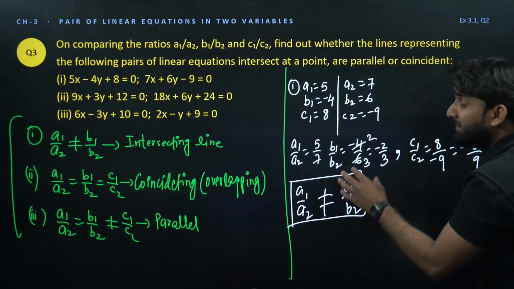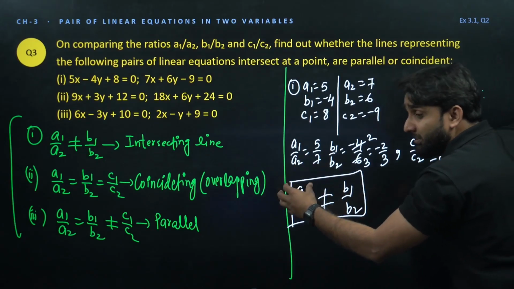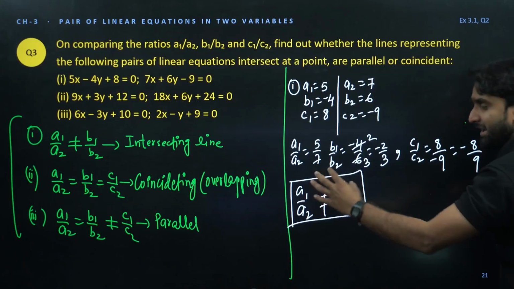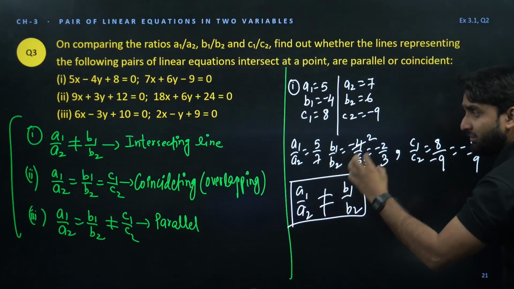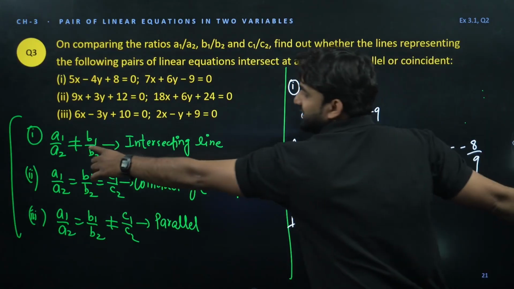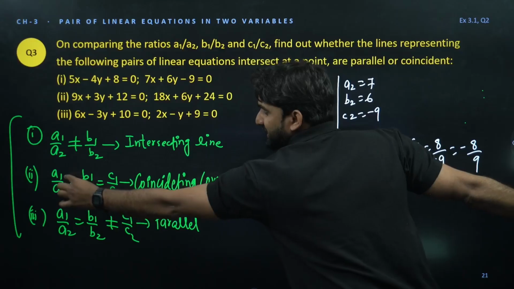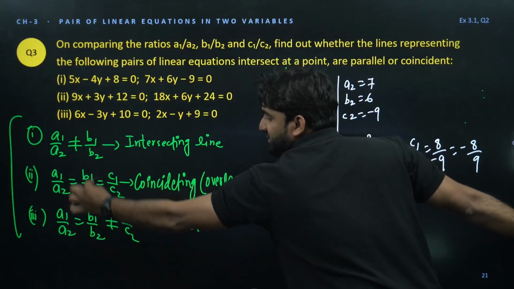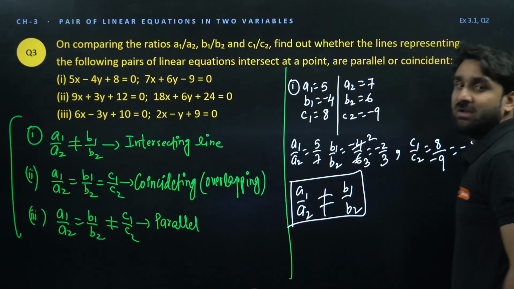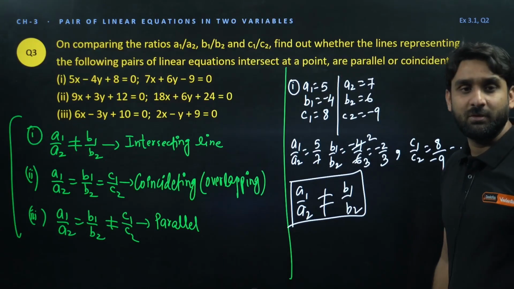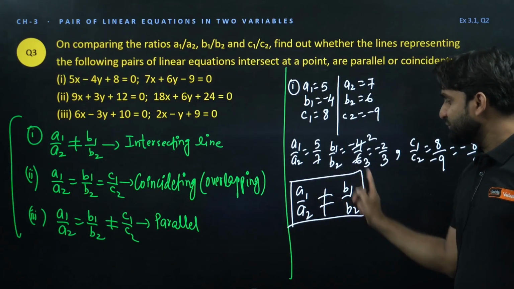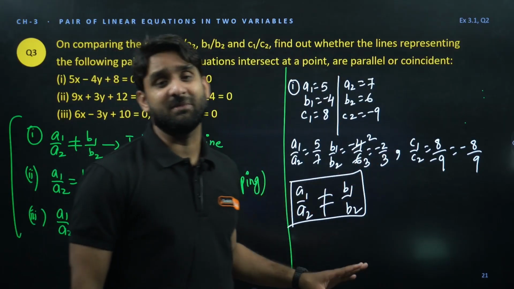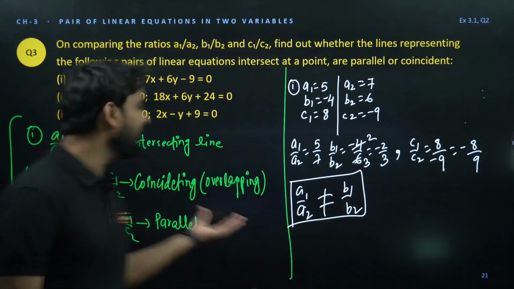And if A1 by A2 is not equal to B1 by B2, you don't need to go to C1 by C2, because this is present in only one situation. In both the second and third conditions, the first two ratios are equal to each other. This is the only condition when A1 by A2 is not equal to B1 by B2. So you don't need to look at C1 by C2.